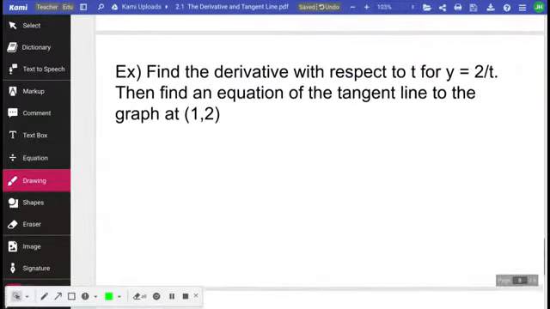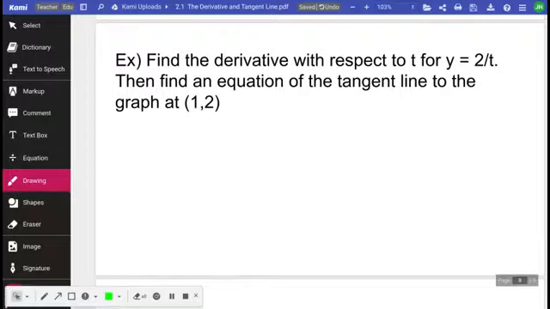All right, last example, and then we have one thing to discuss. We are going to find the derivative with respect to t for y equals 2 over t, and then we're going to find the equation of a tangent line. So we're going to write an equation like y equals mx plus b, or y minus y1 equals m times x minus x1, like we did in chapter P. First, though, we need to find the slope. You can't write the equation of a line without a slope.